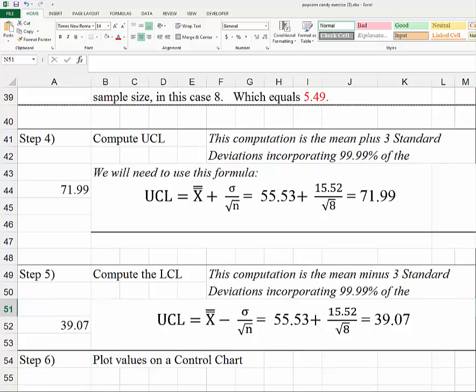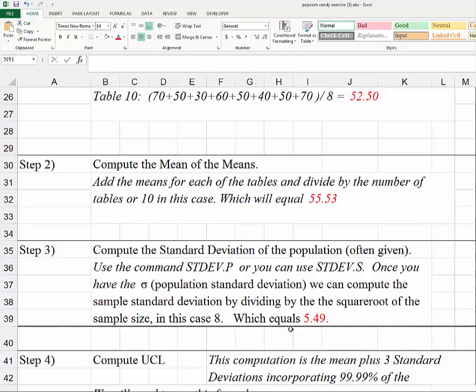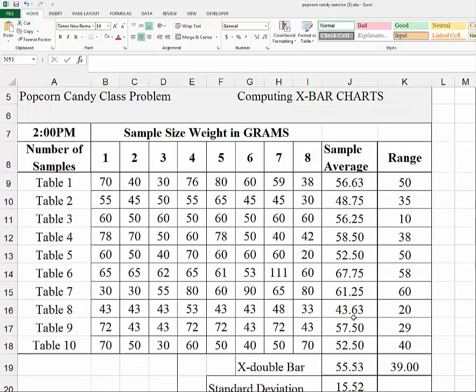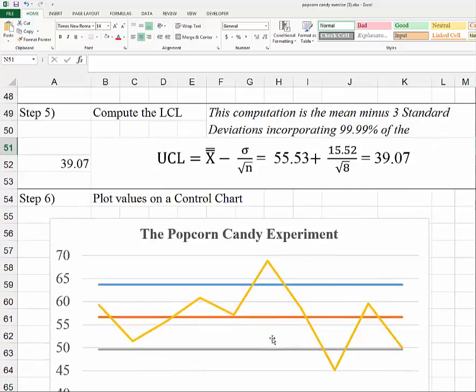So let's just quickly go up here and take a look and determine if our sample is in control. What we're doing is looking to see if any of these numbers are below 39, which it doesn't look like they are, nor are any of them above the upper control limit of something in the 70s. I can't remember, what was it, 72. So it looks like they're all in control. Now let's go down here and create a graph that graphs these data.